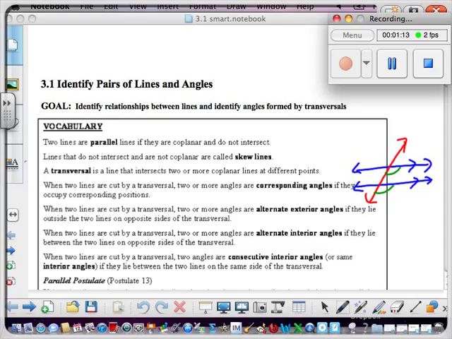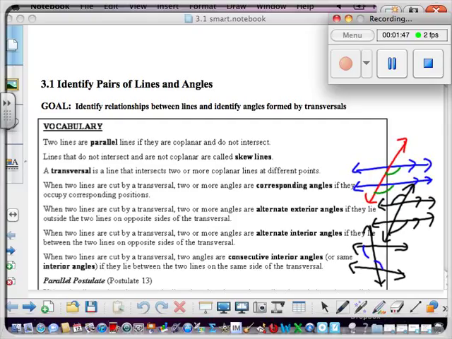Alternate exterior angles. Again, we've got two lines that are parallel, cut by a transversal. See how the alternate exterior angles are outside the two lines, and they're kitty-corner from each other? That's what we mean by alternate, like Emma is alternate to Gabby. Alternate interior angles, what do you think they're going to be? Inside and kitty-corner to each other.